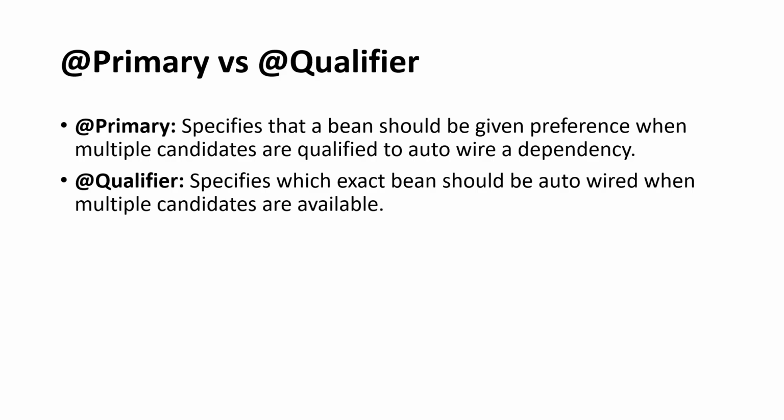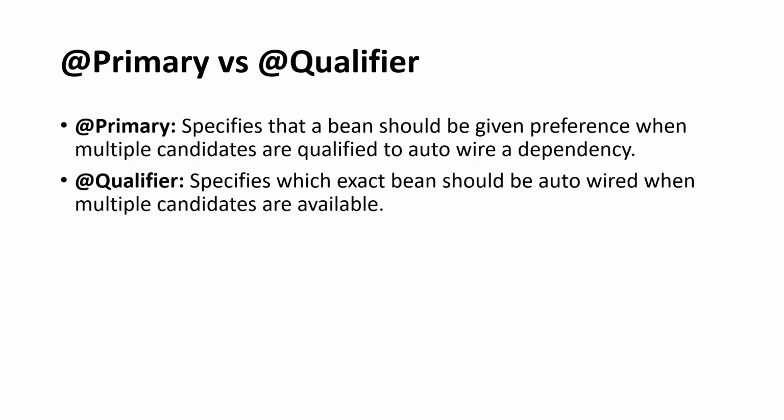Primary, as I mentioned, is used when you have multiple candidates. Let's say for the service, there is a MySQL repository, a PostgreSQL repository, an H2 repository, a Mongo repository, and multiple classes as such. Now you say that by default, out of all these repositories, I will always be using the MySQL repository. That's the default one. So you will mark it as @Primary. That is the annotation which you will be using.